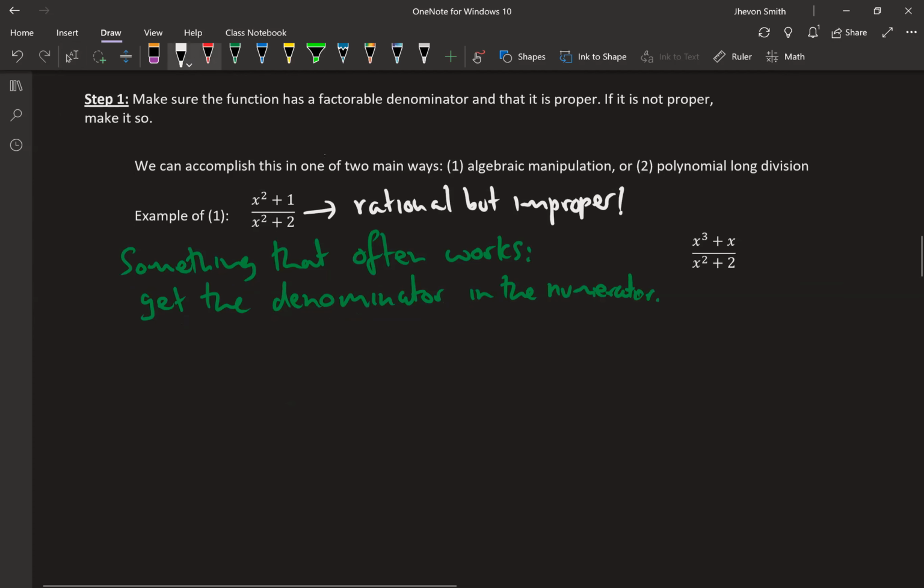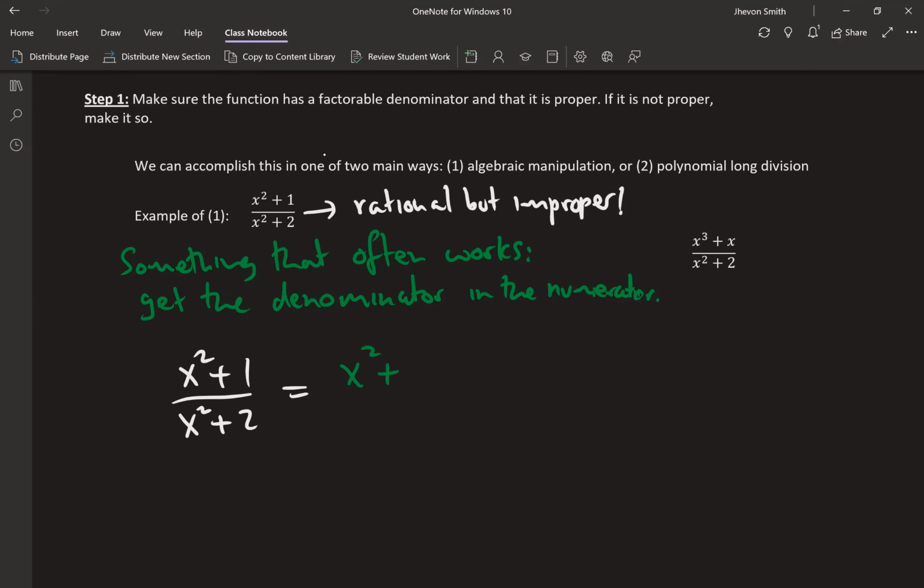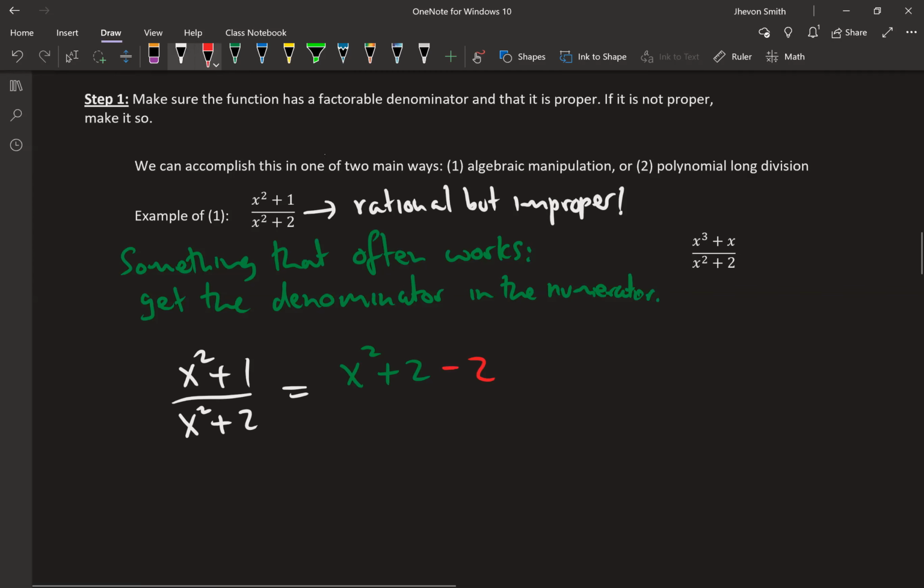So for example, if I have x squared plus 1 divided by x squared plus 2, I can get the denominator in the numerator by writing it in and then correcting for the thing that I just wrote in. So I can add and subtract a 2. This allows me to get the denominator, which is x squared plus 2, in the numerator. Okay, so here I just add and subtract the 2.